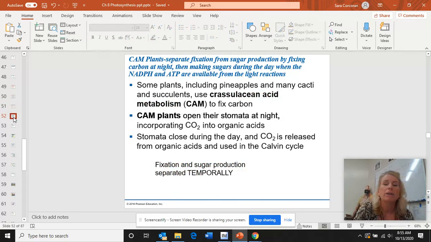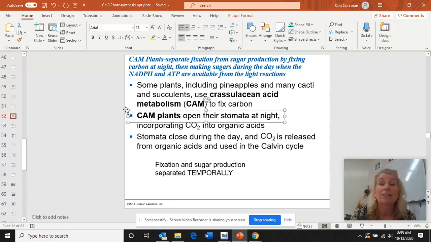Another type of adaptation are CAM plants, and it's called, I can't even say it, crassulacean acid metabolism. Nobody says that. We call them CAM plants. CAM plants actually prevent water loss by closing their stomata during the day because they're in such hot climates, and they open them at night. So no big deal, easy peasy. We can fix carbon all night long.